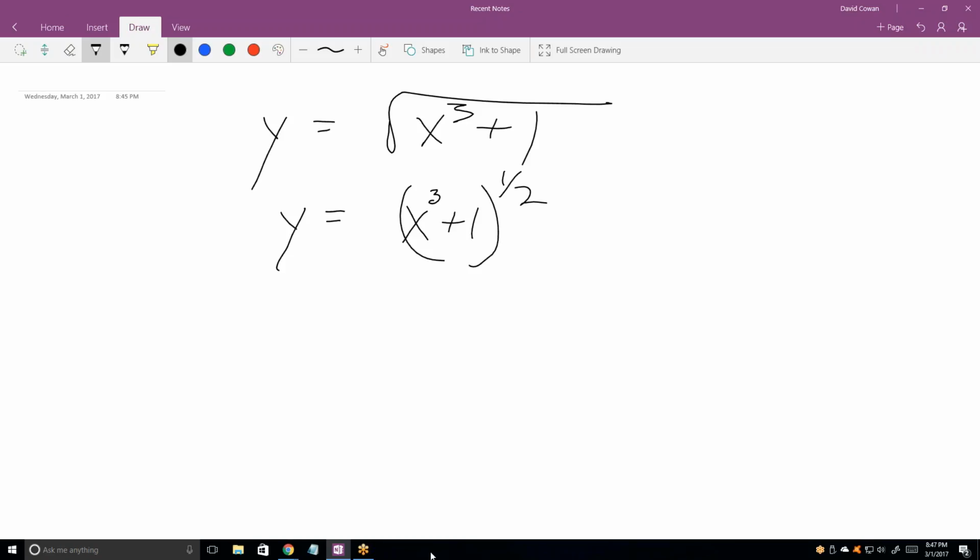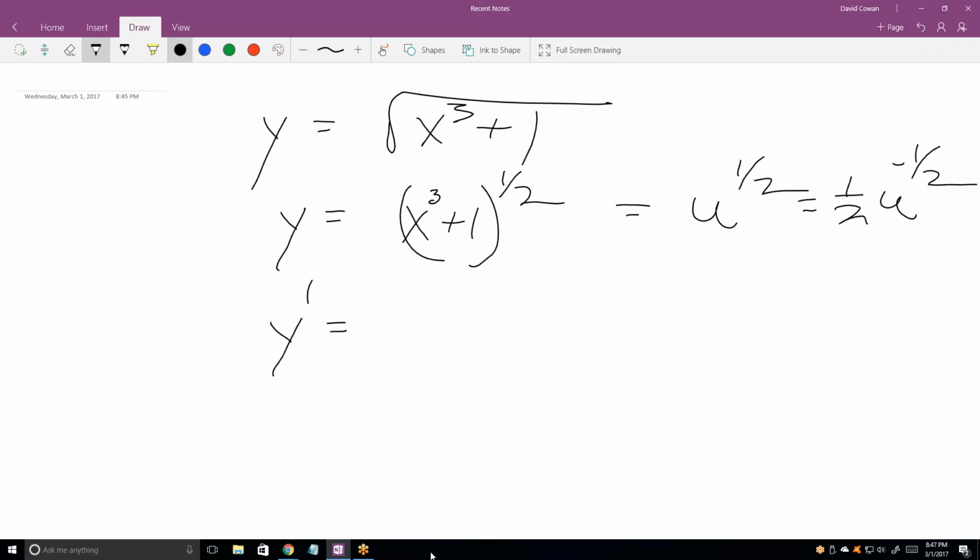Now let's find y prime. What's the derivative of the outside? 3x. No, that's the inside. In other words, pretend that this is u to the 1/2, where u is x cubed plus 1. So if you took the derivative of the outside, it would be 1/2 u to the minus 1/2, right? So that's the derivative of the outside.